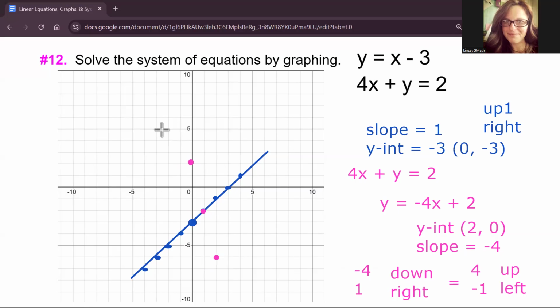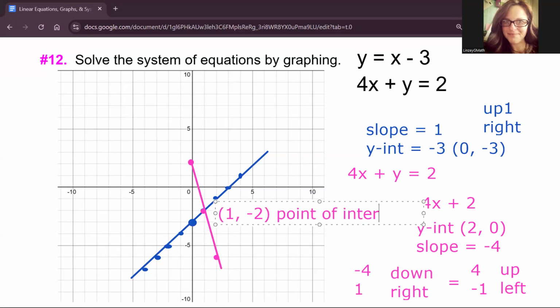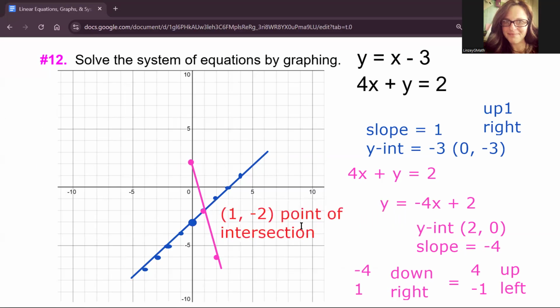And we see that these two lines do cross at this point right here. This point is 1, -2. That is our point of intersection, our solution, 1, -2. Moving on.